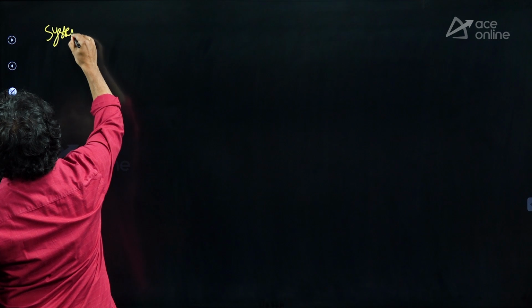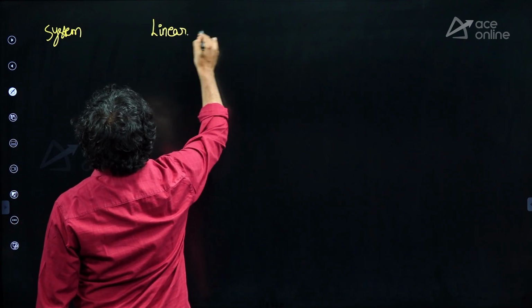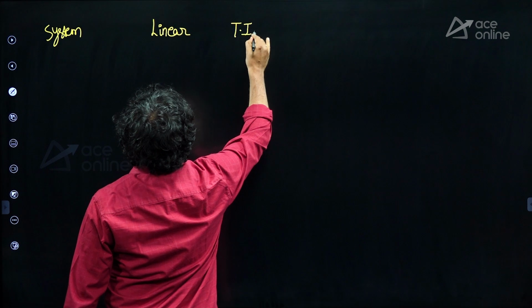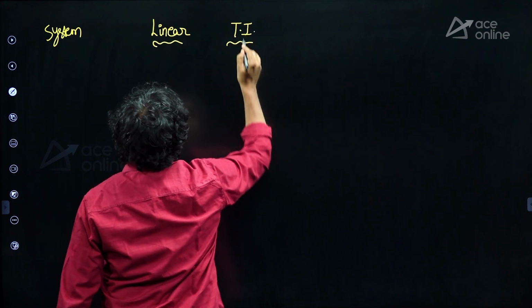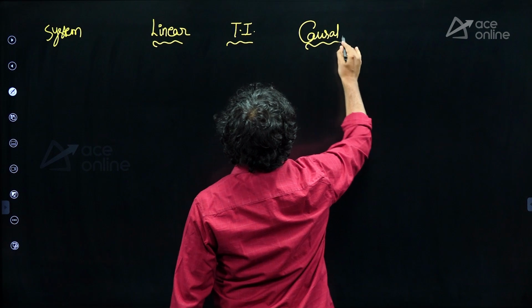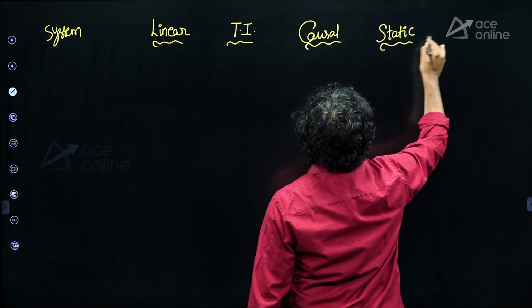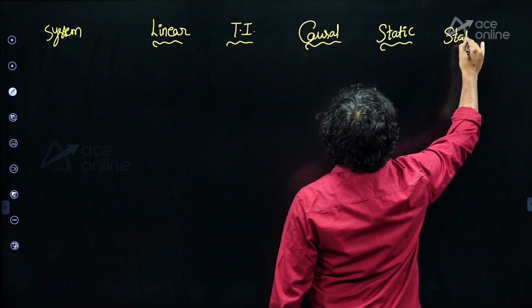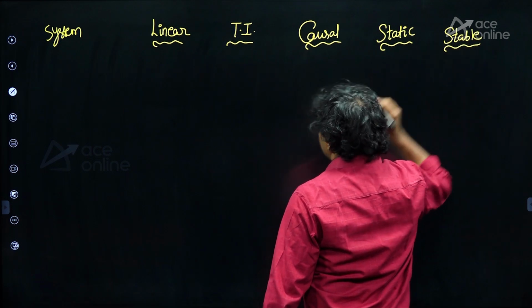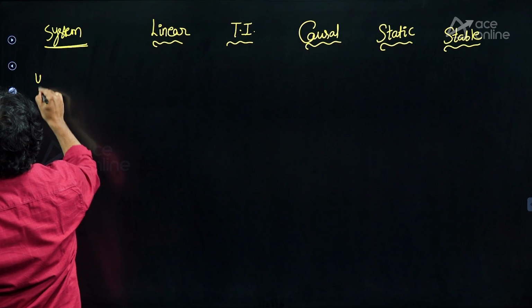System: linearity, time invariance, causality, static, stability. If it is obeyed, let us make a tick mark.